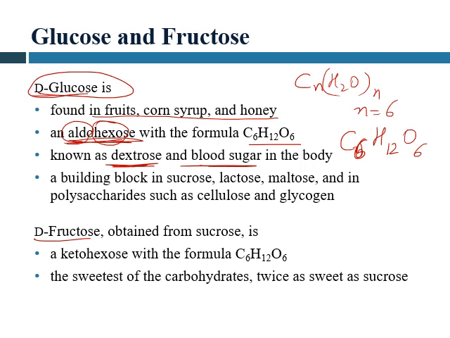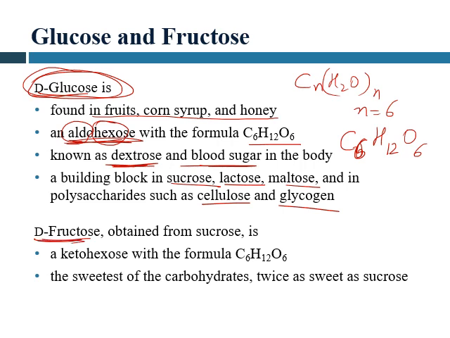D-glucose is the building block for multiple types of sugar that we use. For example, you might have heard of lactose, maltose, sucrose. Sucrose is the table sugar, cellulose, glycogen, all these are made from glucose.